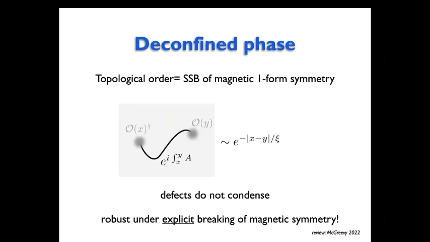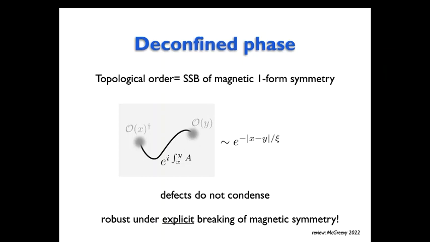There is another perspective which would be useful for us. We can also diagnose this symmetry breaking by saying that the defects of our topologically ordered phase, which are anions connected by Wilson lines, are not condensed. So their correlator decays very quickly. And the interesting thing about these higher form symmetries is that if we break them explicitly, the topological order does not disappear immediately. So there is some robustness of these symmetries which people are excited about.